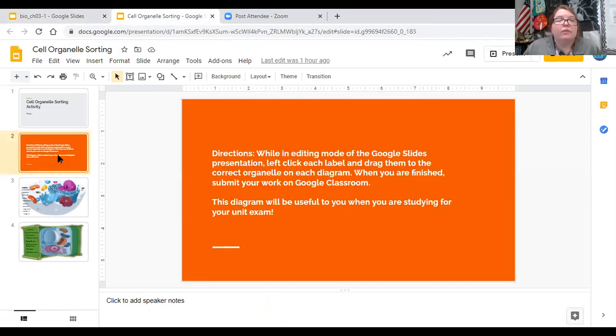So your directions say while in editing mode, which is what I'm doing. So that means I can click through the slides right here, and I can do stuff to them. Left click each label and drag them to the correct organelle on each diagram. When you're finished, submit your work on Google Classroom. It is super important you make sure you turn your work in. So this diagram will be useful to you when you're studying. You are going to have to be able to label a basic cell diagram with your basic organelles. So make sure that you take this seriously and do your best.